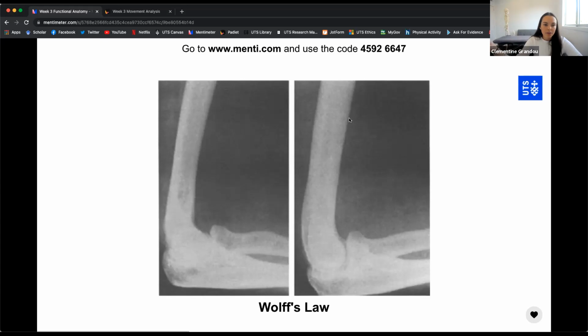But I posted something on Wolff's Law yesterday. So if you've seen that already, you might already be ahead in this class. Now, Wolff's Law is how bones respond to the stress that is placed upon them. So the definition of Wolff's Law is bones respond to the stress that's placed upon them.